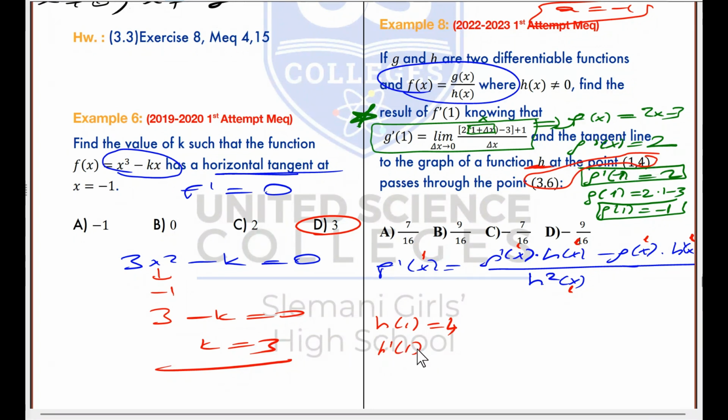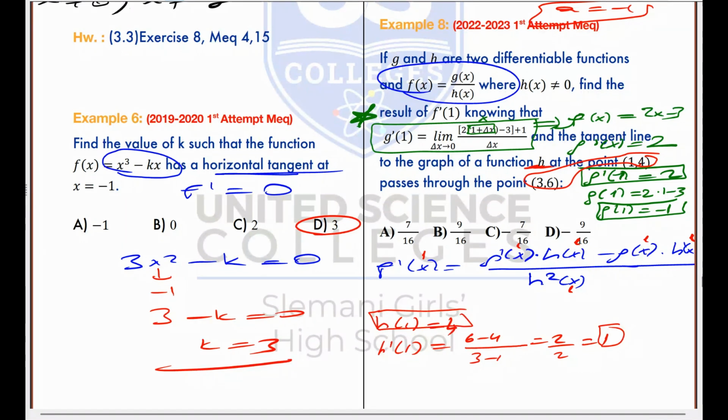And h prime of 1, you take derivative of h by finding slope of the line that's passing through 2 points like we did in the previous question. So let's find slope of this line that's passing through 2 points by using y2 minus y1 over x2 minus x1. So 6 minus 4 over 3 minus 1, which will give you 2 over 2, which is 1. Now there's nothing missing. We know everything.